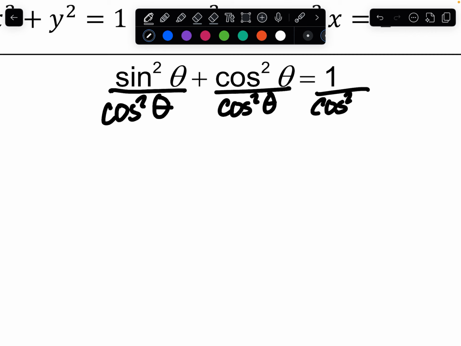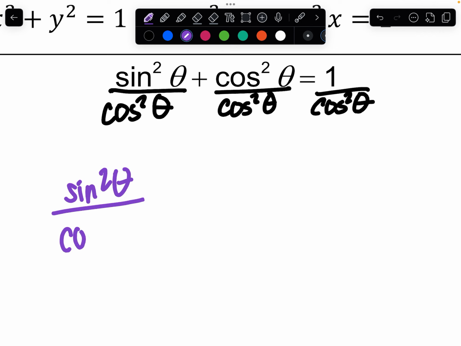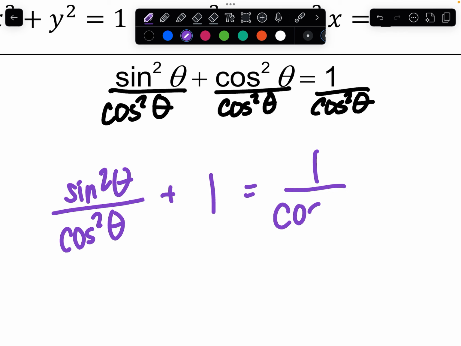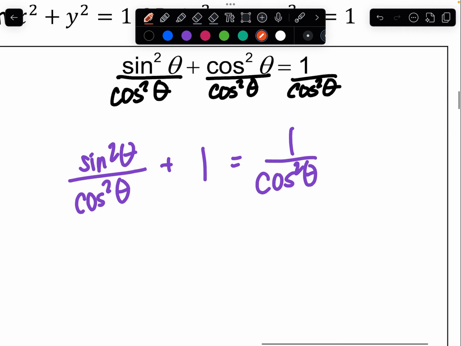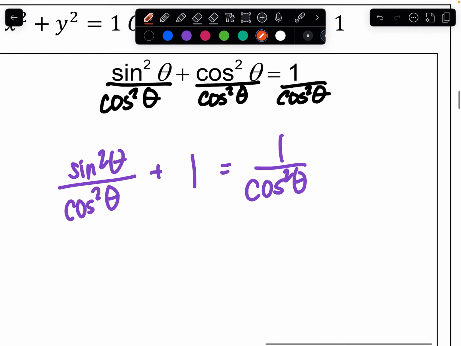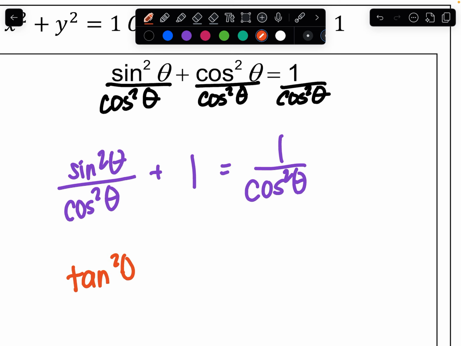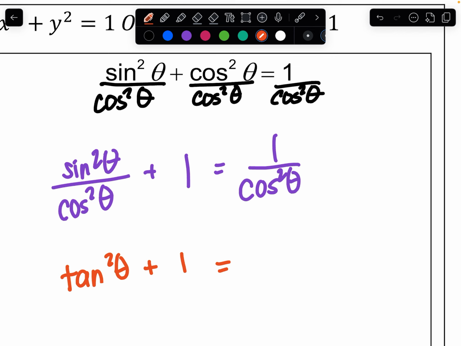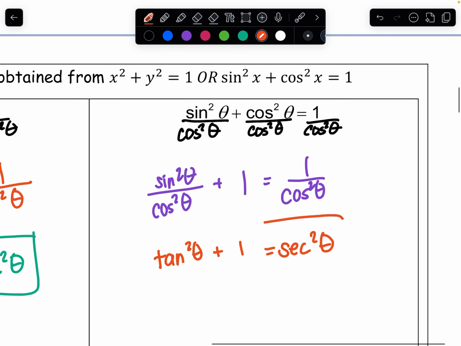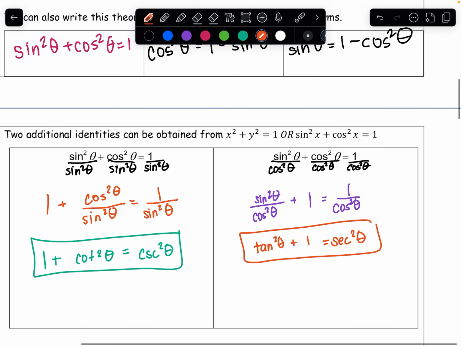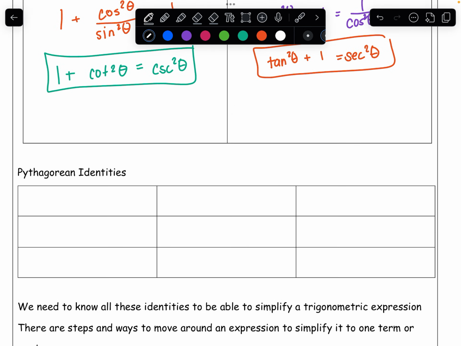Okay, and so we get sine squared theta over cosine squared theta plus 1 equals 1 over cosine squared theta. While using the same rules again that we used for the previous problem and on the other page, sine over cosine goes with tangent, so we get tangent squared theta plus 1 equals 1 over cosine, which goes with secant, so we get secant squared theta, and that's our other Pythagorean identity. And so we have 3 Pythagorean identities, and that's what we're going to write down here.